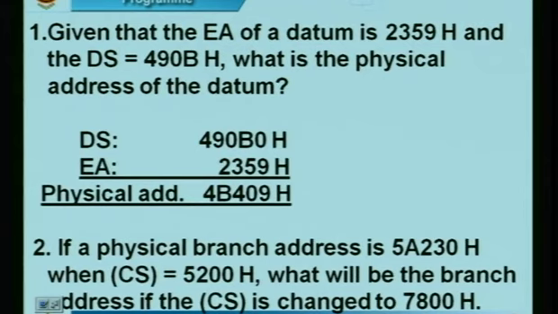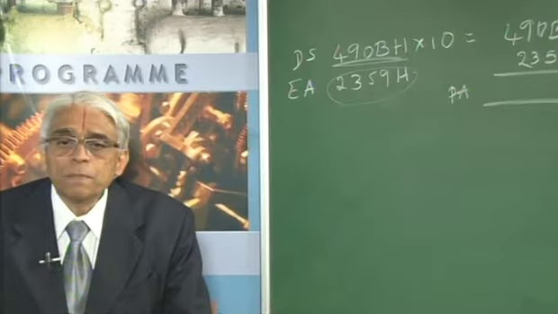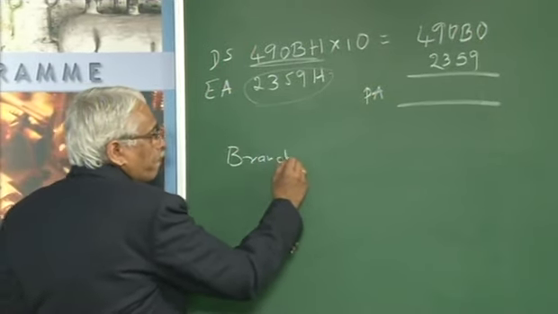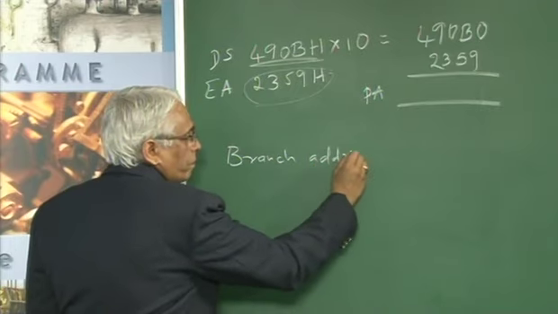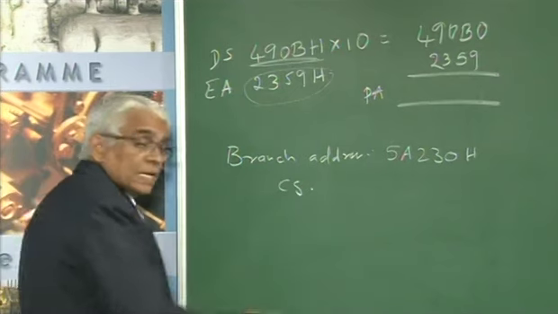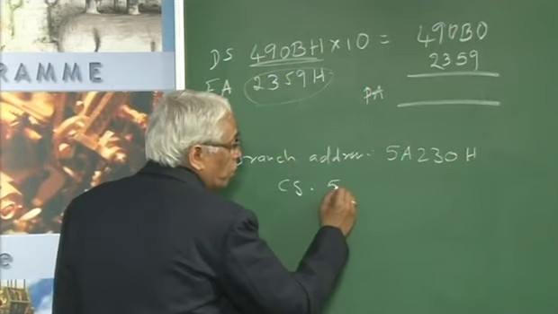Now, let us take up another example. If a physical branch address is given to be equal to 5A230 hexa, and the code segment is given as equal to 5200.